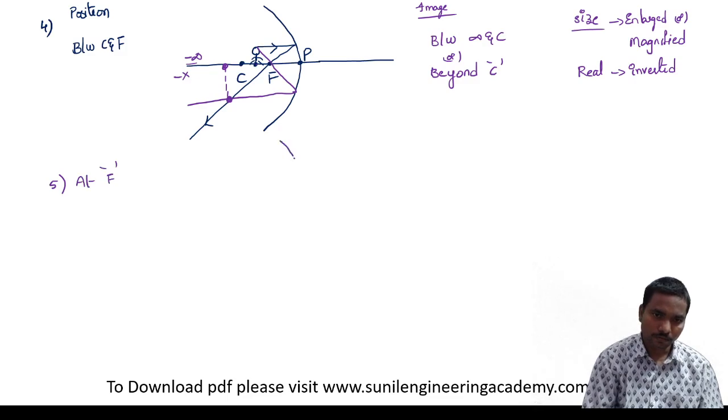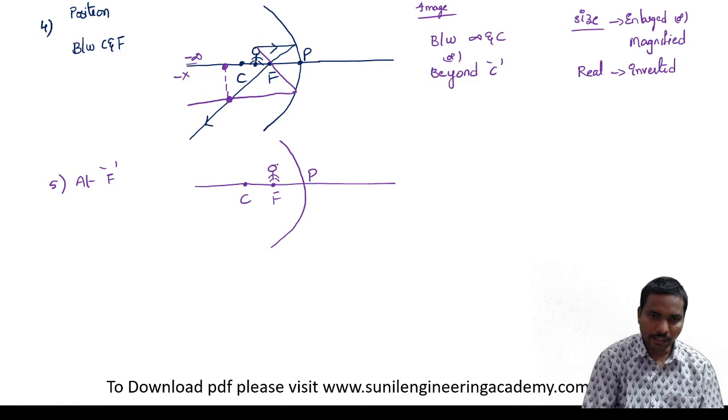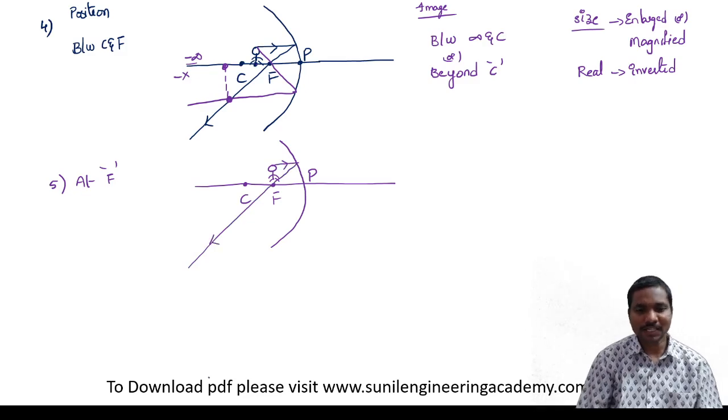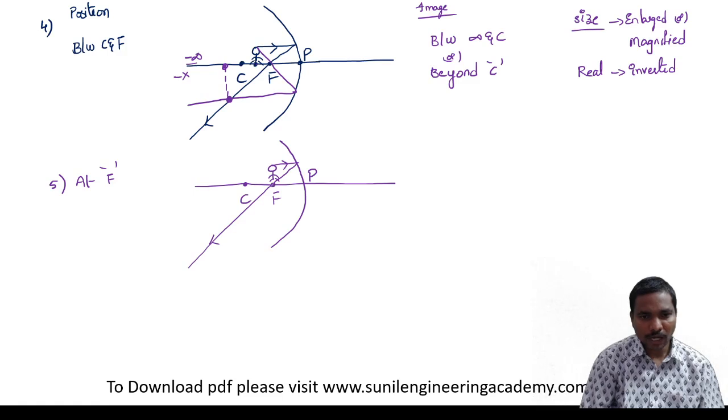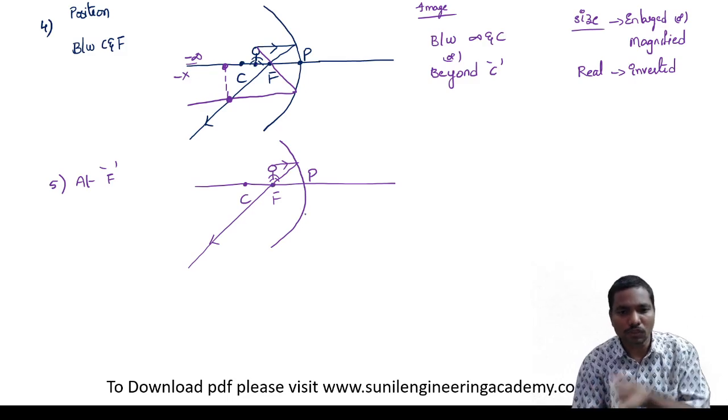At focus. Pole, focus, center of curvature. Now I am placing my object at focus. There is a chance any one light ray is parallel to the principal axis. After reflection, it will go through the focus. And the second chance: your object is placed at focus and you cannot send the light through the focus. Now there is no chance.